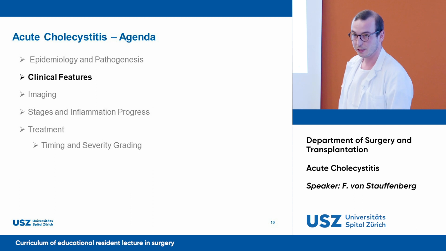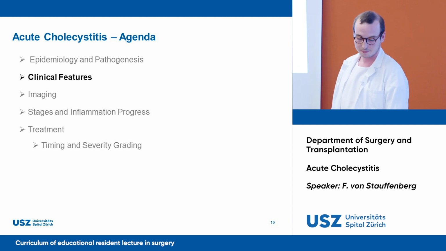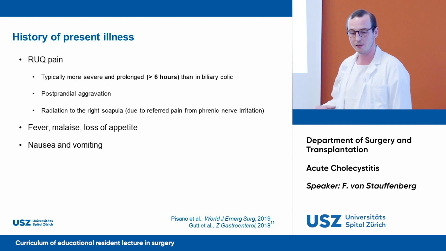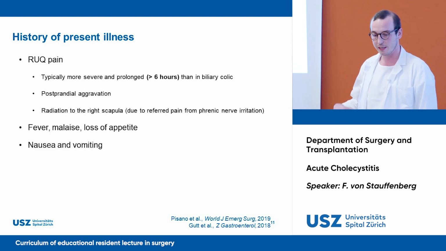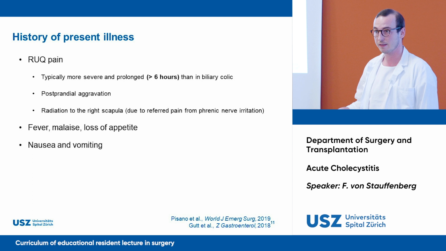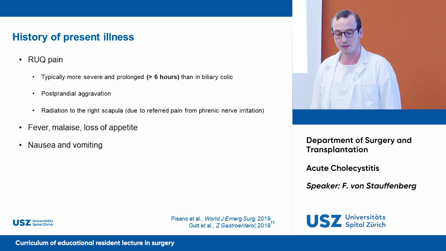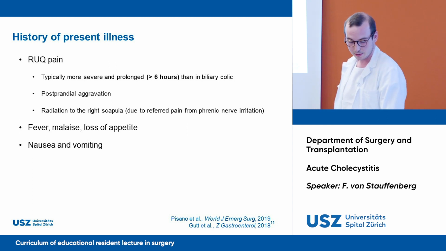So, how do patients with acute cholecystitis present to us? They will tell you about having a right upper quadrant pain, which is typically more severe and prolonged than in biliary colic. It's lasting over 6 hours. There's a postprandial aggravation, and it might radiate to the right scapula. They may also have fever, malaise, and loss of appetite, and present themselves with nausea and vomiting.